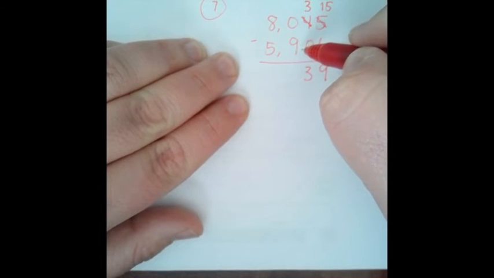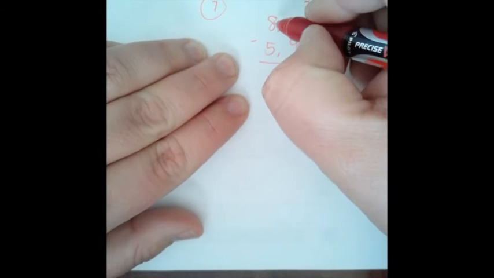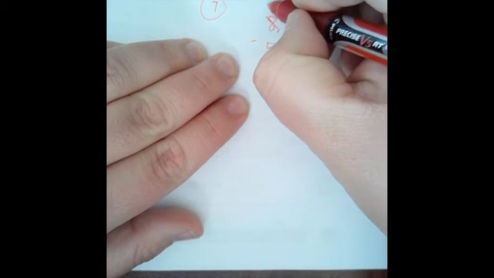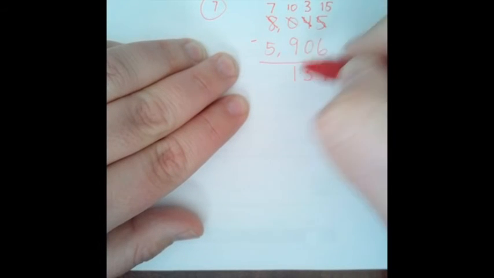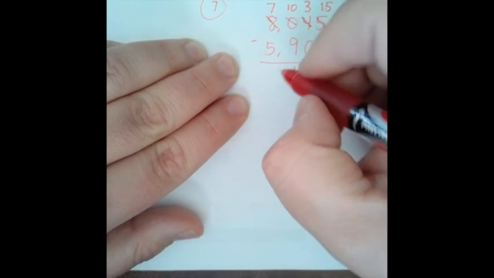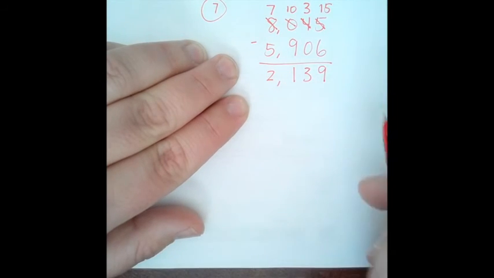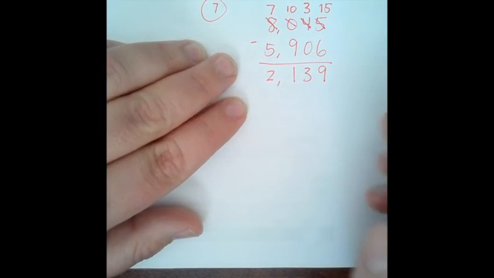0 take away 9, we are not able to do that, so we're going to trade from our thousands. That's 7, and go ahead and add 10 hundreds here to the 0 that you already have to make it 10. 10 take away 9 is 1. 7 take away 5 is 2. So our answer here is 2,139.